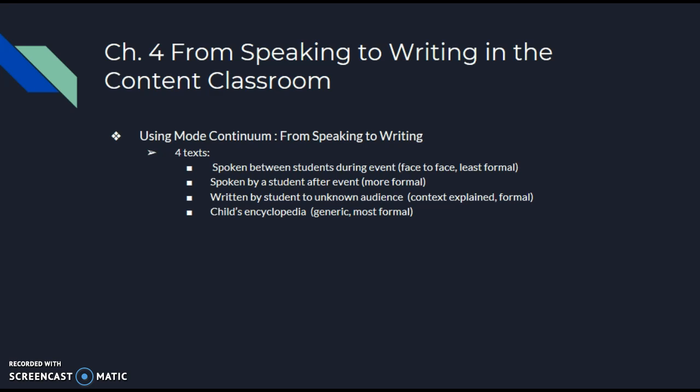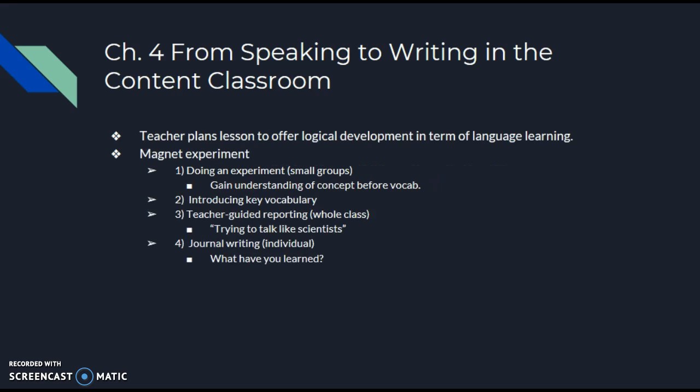The next text is spoken by a student after the event where they're explaining the situation to someone else, a little bit more formal. And then the third text is written by a student to an unknown audience where they have to explain the content and be more formal. And then the fourth text is out of a child's encyclopedia where it gives the explanation of the experiment they were doing with magnets, which, coming from an encyclopedia, is very formal.